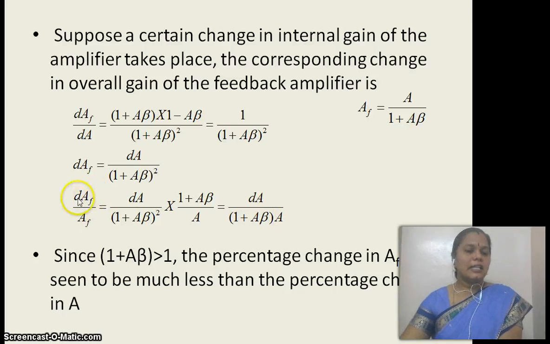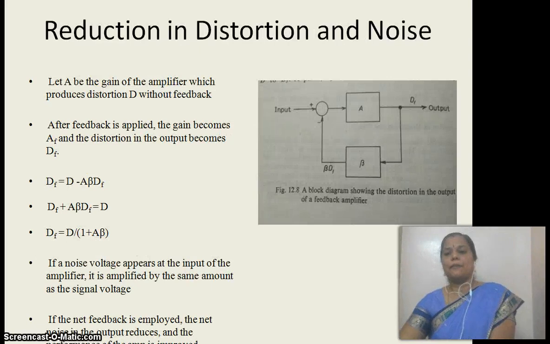What is the term on the left hand side? Change in gain of the amplifier with feedback. What is this? Change in internal gain of the amplifier. See here, there is a term in the denominator. What is this? A beta. This is very much greater than 1. So we can neglect the 1. Again, this denominator is going to have a very high value, which makes this ratio too small, meaning that dAF by AF is too small. So what is dAF by AF? The change in voltage gain of the amplifier with feedback is always much lesser than the change in internal gain of the amplifier. So the gain stability is achieved in case of negative feedback amplifier.